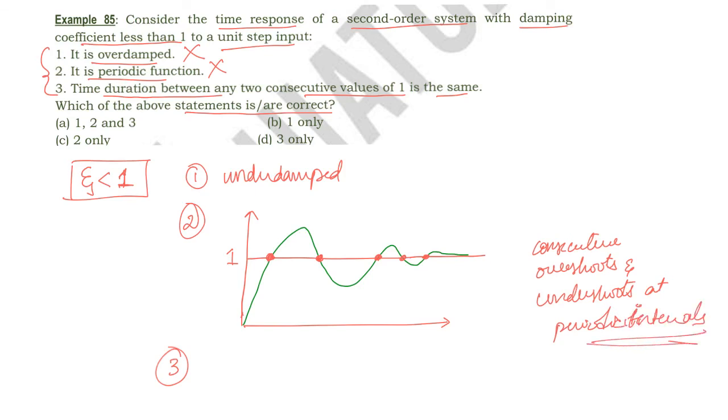Similarly, the unity crossings also occur at periodic intervals, right? So the time duration between any two consecutive values of 1 will be the same. All these time durations will be the same. So statement 3 is correct. So what is the answer? Which of the above statements is or are correct? It is only 3. Answer is D.